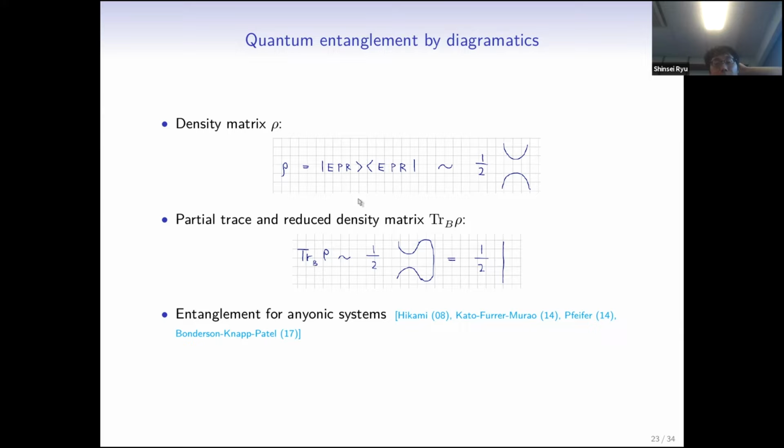Okay. So as it turns out, you can discuss the entanglement for systems of anyons using similar diagrams, because in anyonic systems the Hilbert space, the fusion rules, the gradings and so on are all given in terms of diagrams. So it is quite natural to use these graphical notations to discuss entanglement entropy. For entanglement entropy, this has been discussed in this paper, in particular in the most recent paper by Bonderson and collaborators. Here, I'm trying to discuss entanglement negativity for anyonic systems.